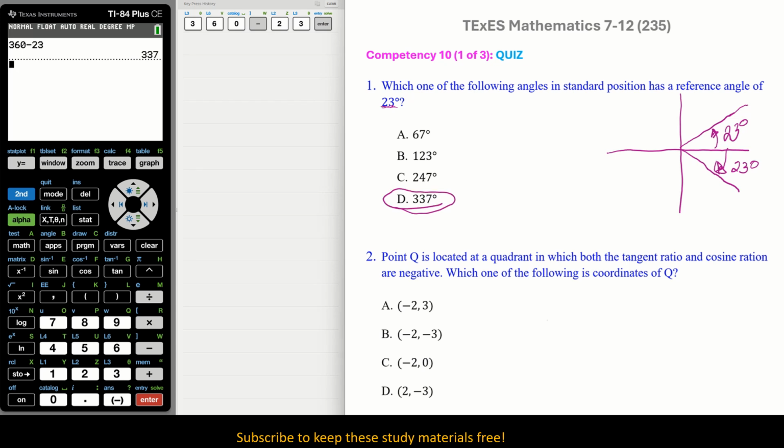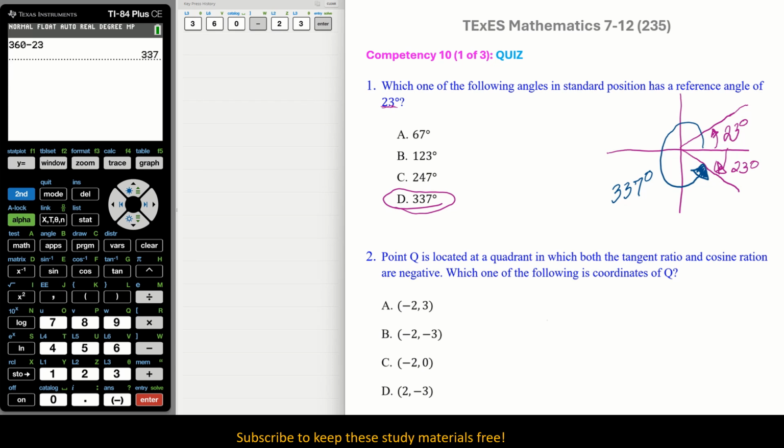That means that the angle goes this way. So that would be our actual reference angle, and then the blue would be the 337 degrees, our standard position angle. Those were our only two choices, so that had to be it. Okay, so let's move on to number 2.